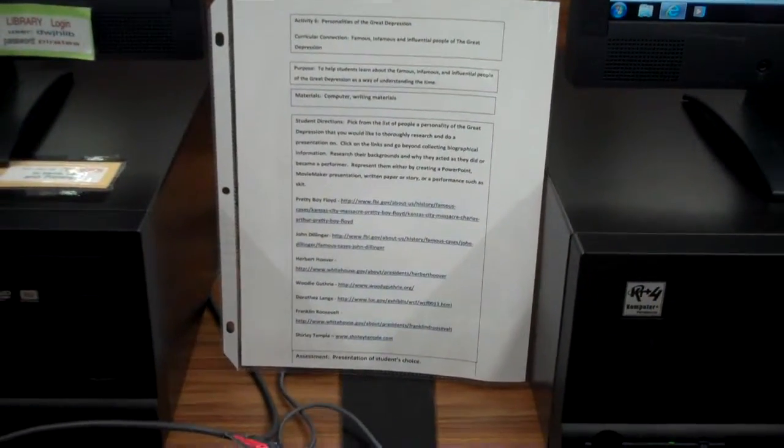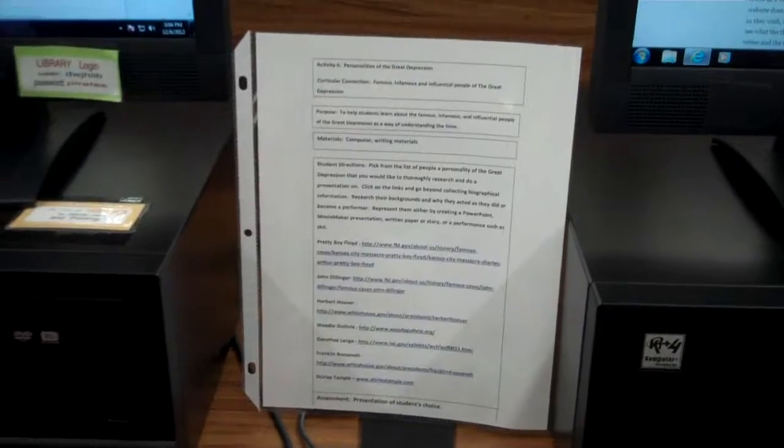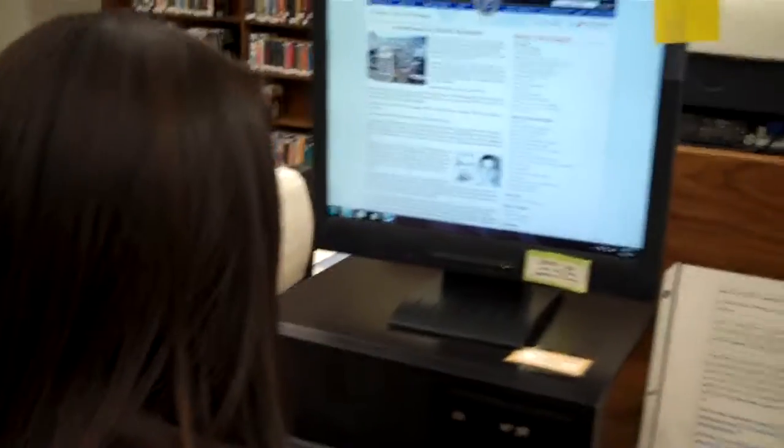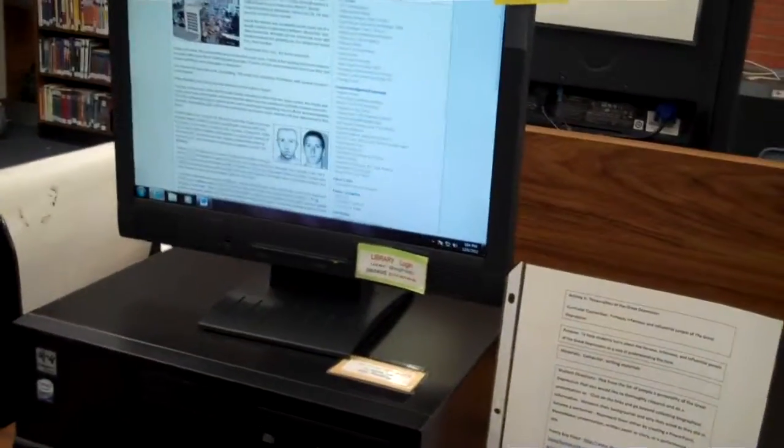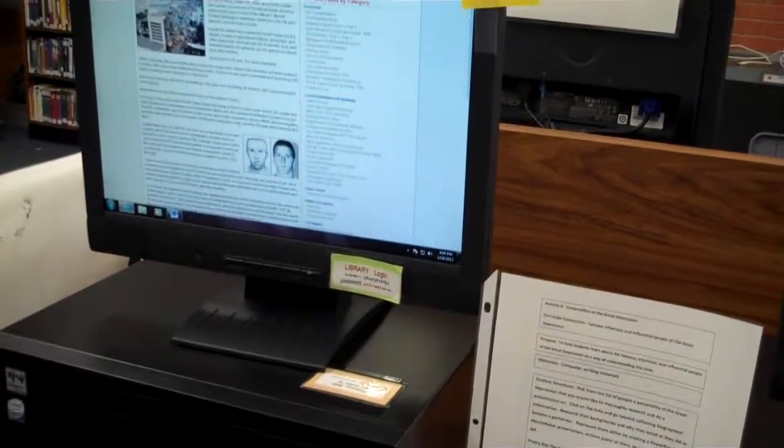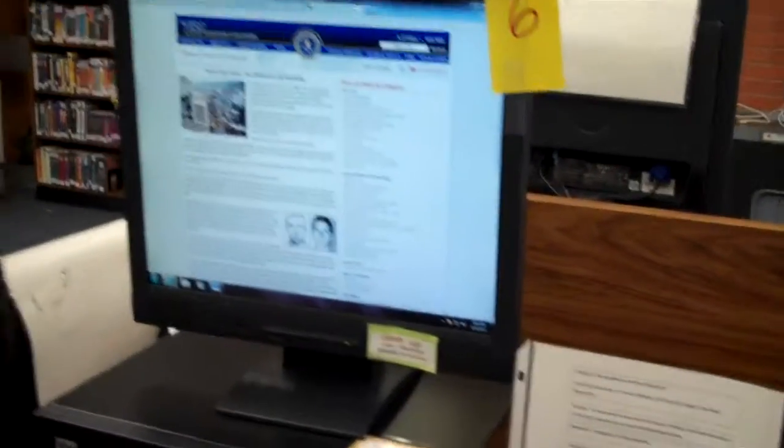They're going to research their backgrounds, why they acted or why they became performers, and I will have them represent them either in a PowerPoint or a Movie Maker presentation, written paper or story, or they could perform it, like as in a skit.